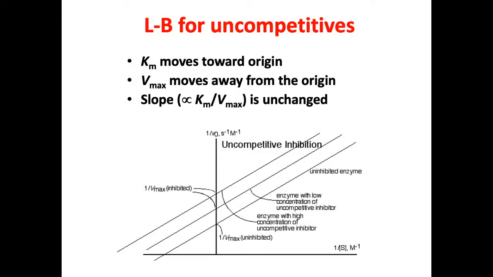So this is the graph for uncompetitive inhibitor. Km moved towards the origin, and Vmax moved away from the origin. So you have your slope here, Km by Vmax, which is unchanged. Your slope is not changing, but your Vmax and your Km are both changing in this case.